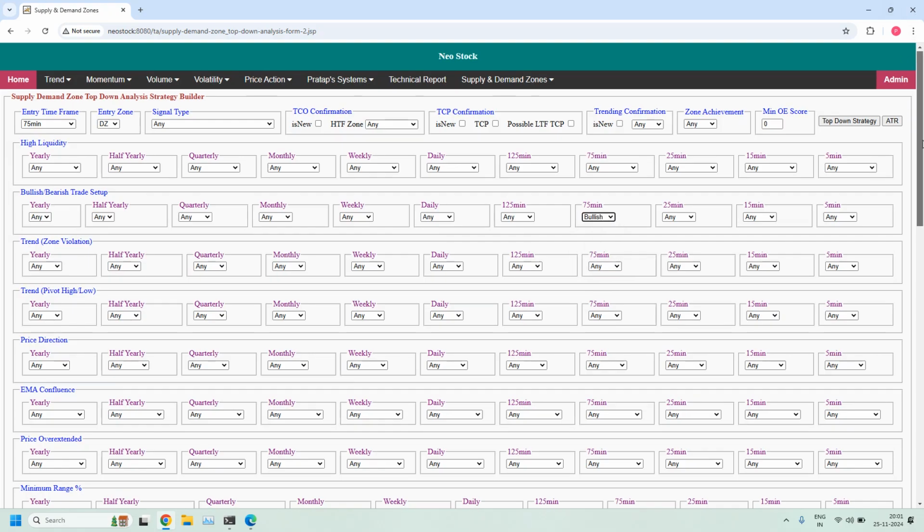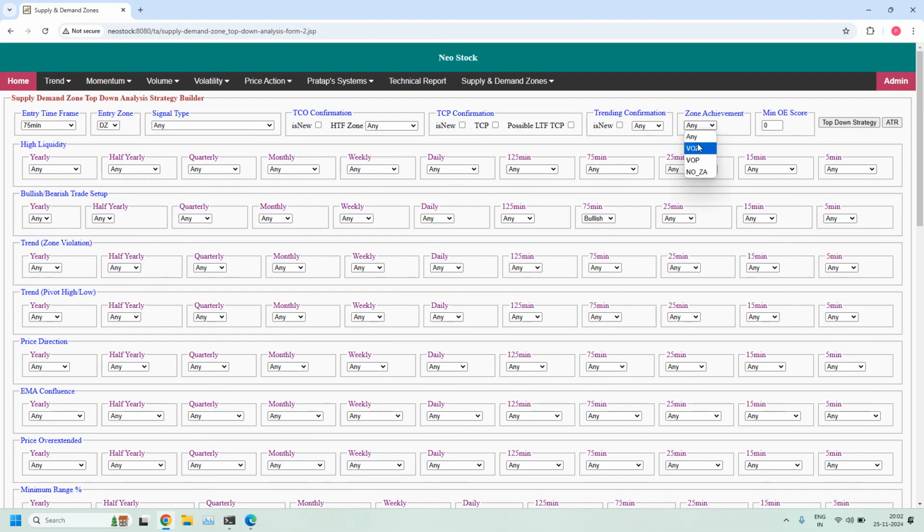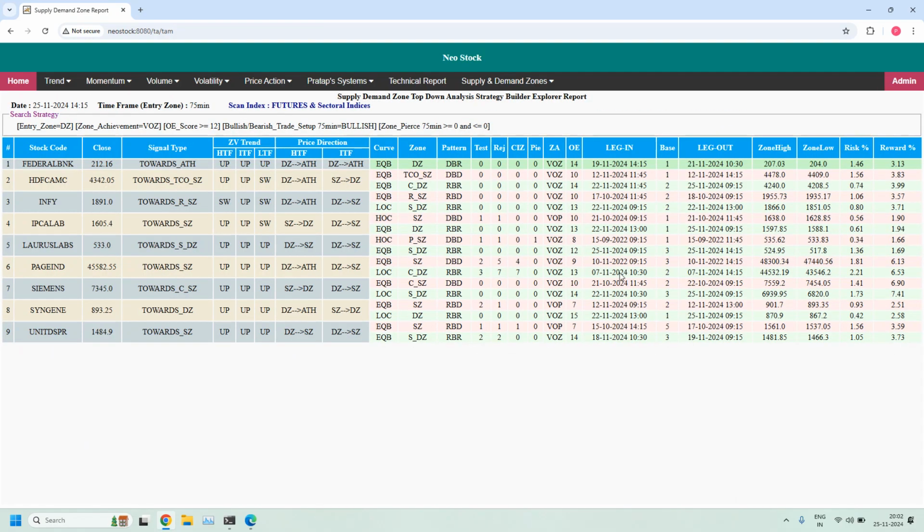75 minutes demand zone should not be pierced. So in the pierced count at 75 minutes, minimum value 0, maximum value 0. Zone achievement violated, opposing zone, minimum odd enhanced score is 12. All three filters are applied to 75 minutes demand zone. We got 9 stocks filtered, supporting weekly income trade bullish trade setup, entry time frame 75 minutes demand zones.